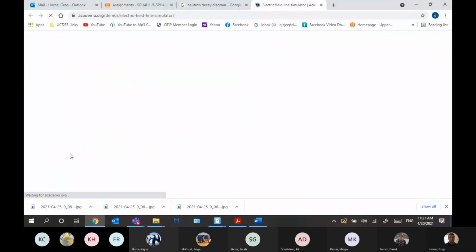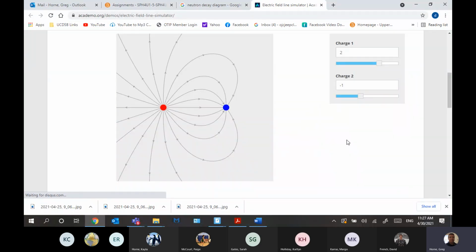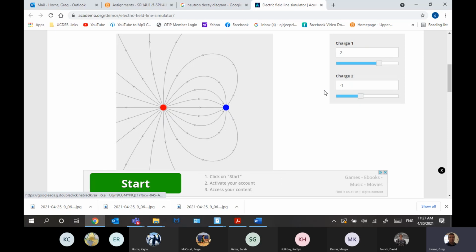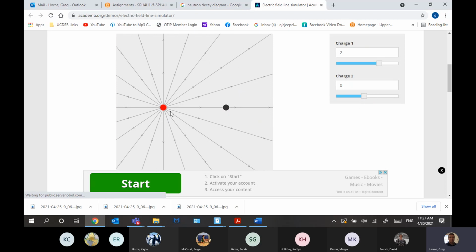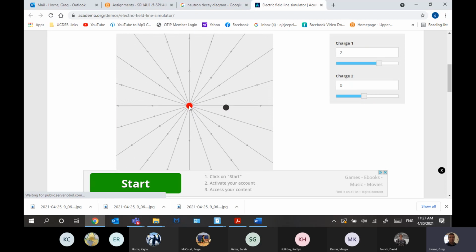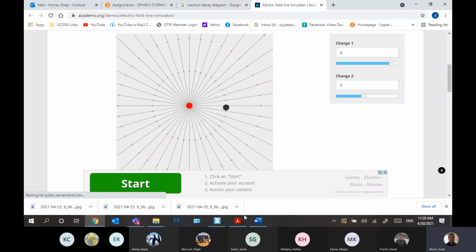So we live in the future, my future at least anyways, right? When I was in high school, we didn't have ways to demonstrate or show these things. So for example, here I can just make this be 0. There we go. Right now, this is just showing the field around a 2Q charge, right? There's a 1Q. Notice how there's fewer lines. A 2Q, there's twice as many lines. A 3, a 4, and so on, right?